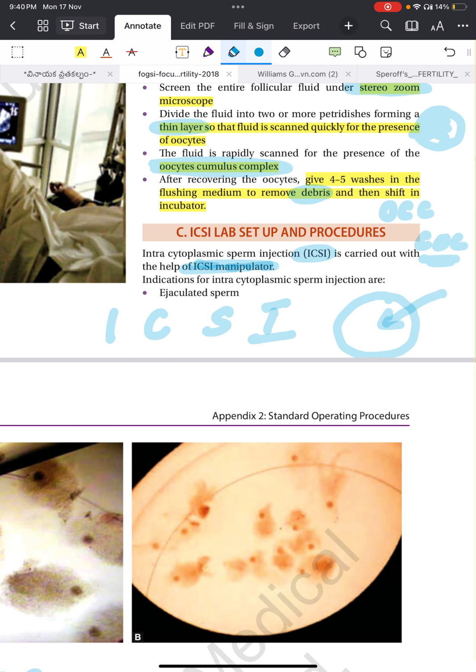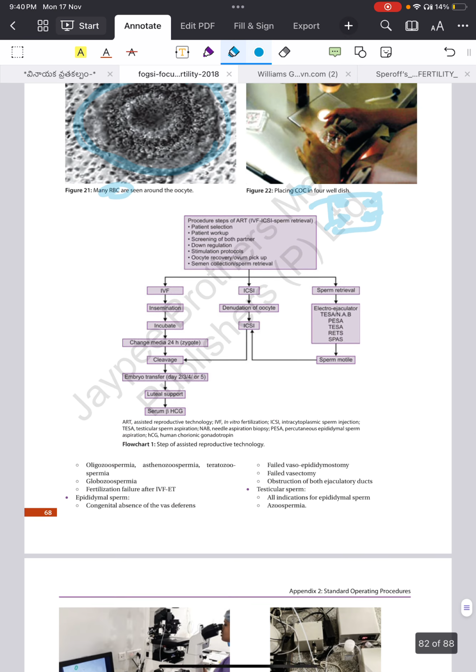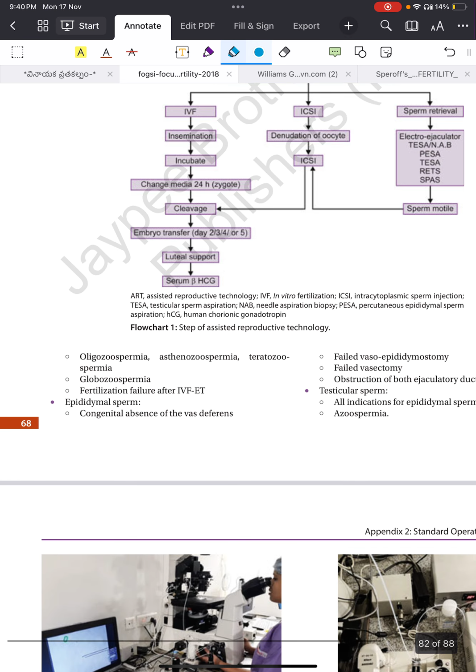Indications for ICSI are ejaculated sperm showing oligospermia, asthenospermia, teratospermia, globospermia, meaning everything is there. Also fertilization failure after embryo transfer, where a normal embryo transfer was done. For that we'll do ICSI.